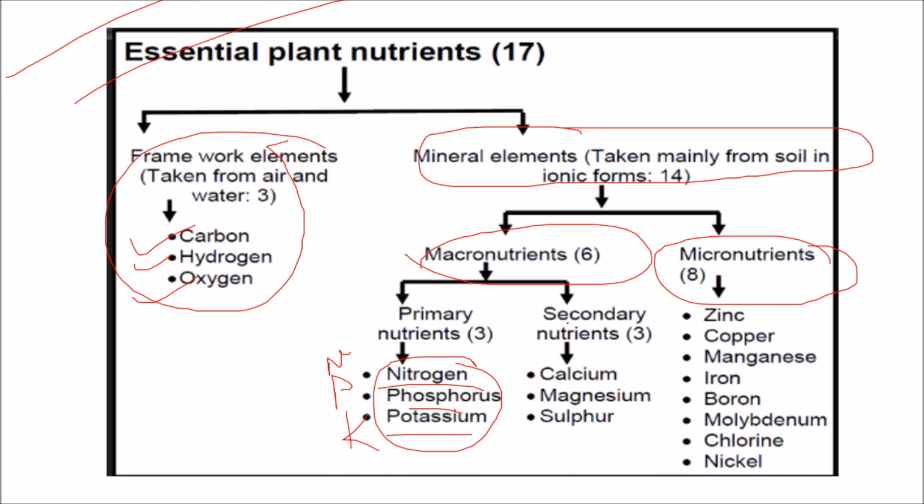It means that they are very, very important in terms of any metabolic activity which is taking place in the plant's body. So they are calcium, magnesium, and sulfur. Then we have many micronutrients which are also important for the plant's body and development, growth, and other functions, which include zinc, copper, manganese, iron, boron, molybdenum, chlorine, and nickel.